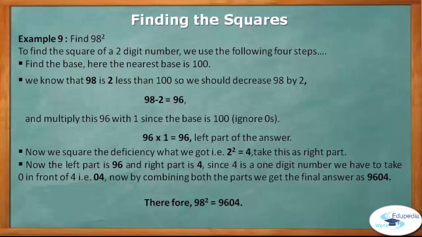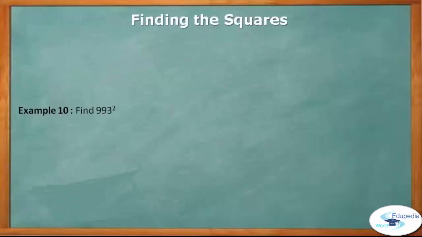And now let us have one more example regarding the same Nikhilam Sutra in finding the square. The next example that I am going to show to you is 993 square. So guys, in order to find the square of the given 3-digit number, that is 993, we usually follow the following 4 steps.